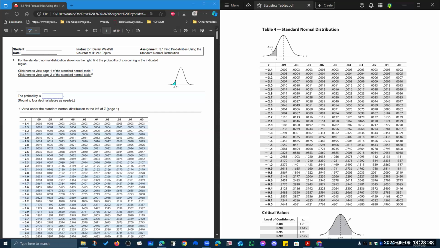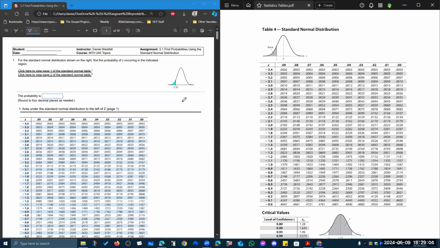In this video, we're going to find probabilities using the standard normal distribution in 5.1. This is going to be just like when we found area under the normal curve with the Z table a couple videos ago. But there are going to be some technology problems later where we're going to show you how to do some things with the calculator, as promised in that earlier video.